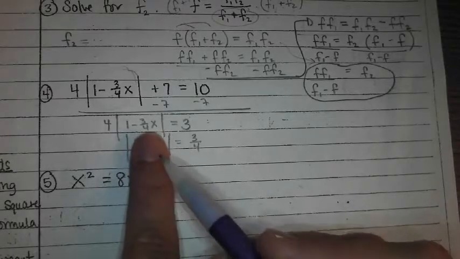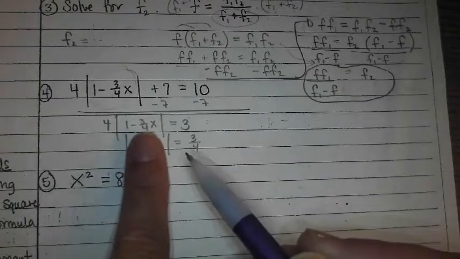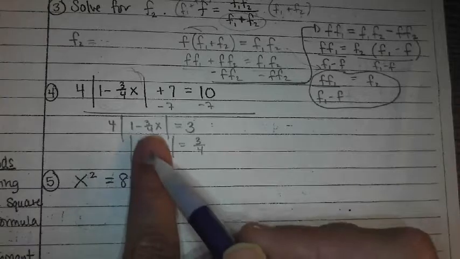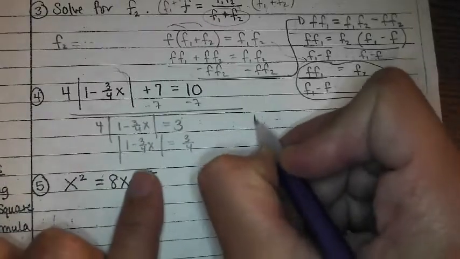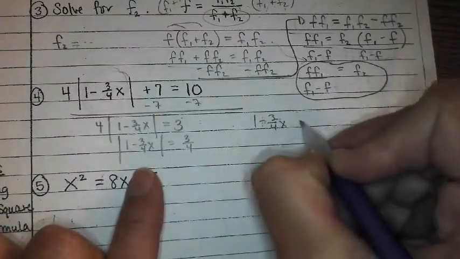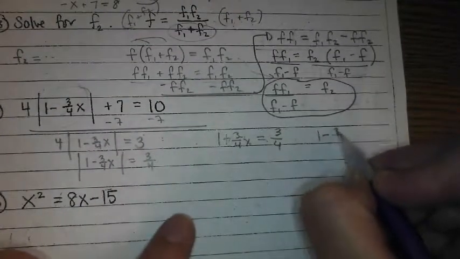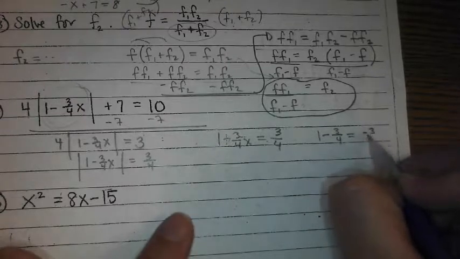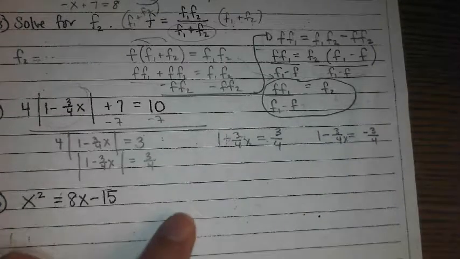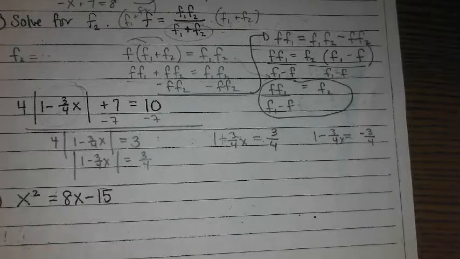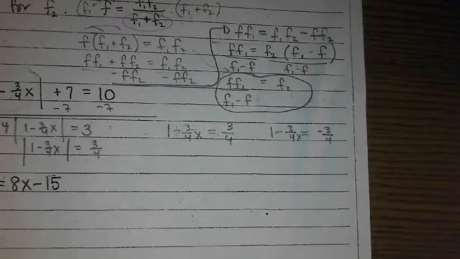So this is very common for absolute values. They usually yield two different answers. Because what's under my finger, this 1 minus 3/4 x, could equal 3/4, or it could equal negative 3/4. And we have to solve both of those separately. So absolute value equations branch out into two separate linear equations. And now the absolute value signs are gone.